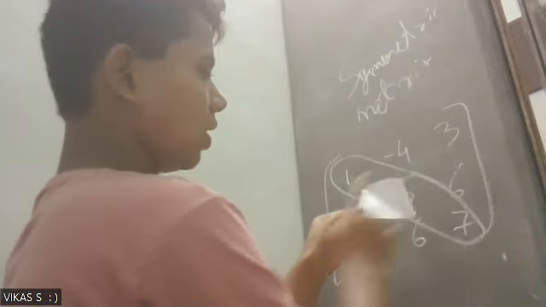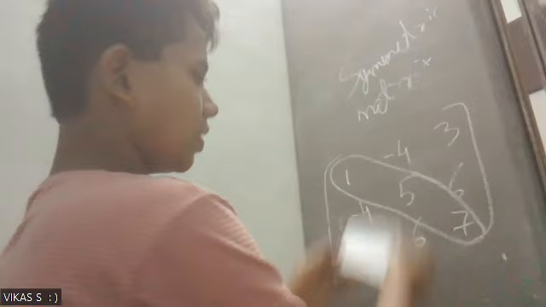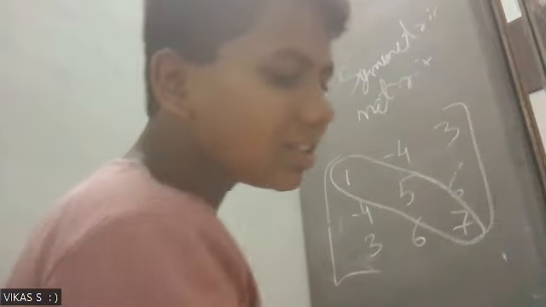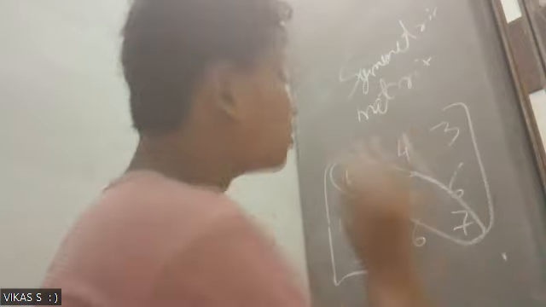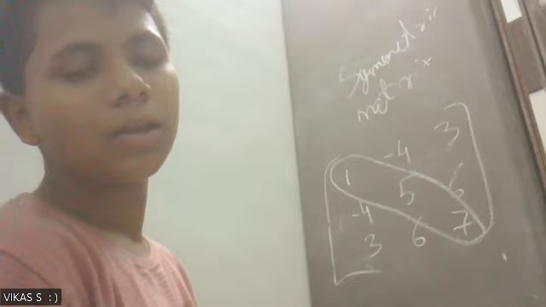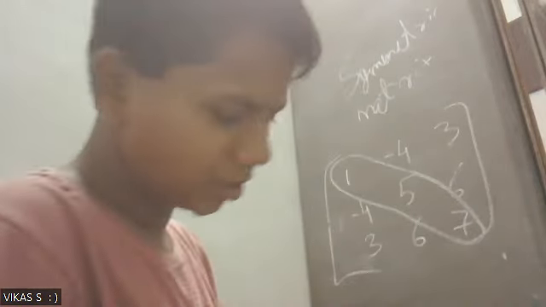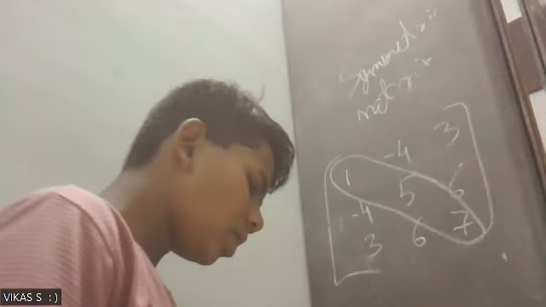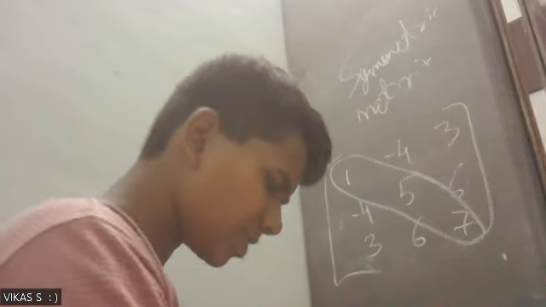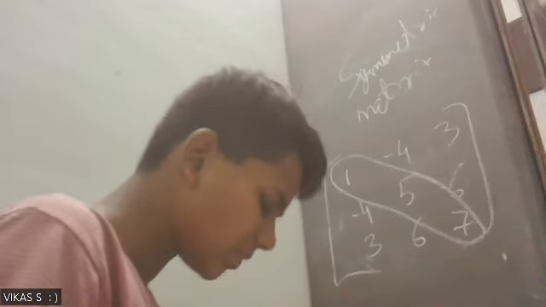3, 3 at the corners. They fall on each other. 6, 6 at the end. They fall on each other. So this is known as the symmetric matrix, guys. Symmetric matrix. So next is skew symmetric matrix. What is skew symmetric matrix?